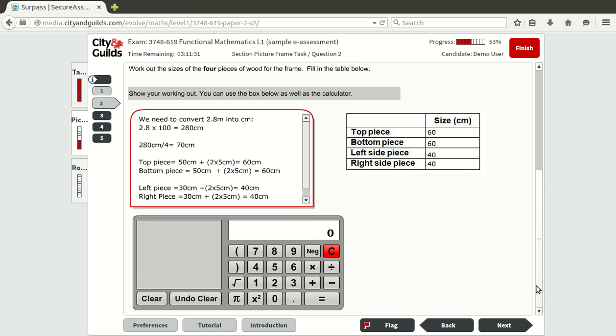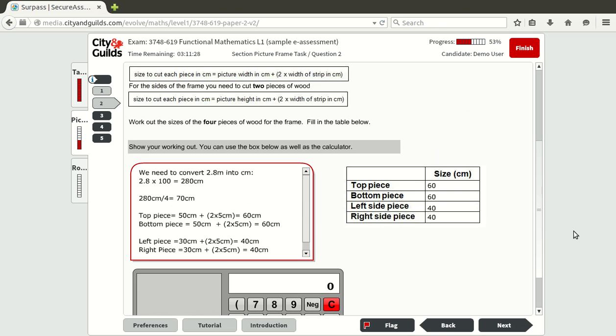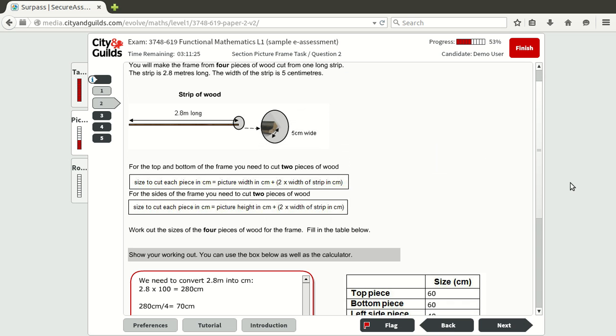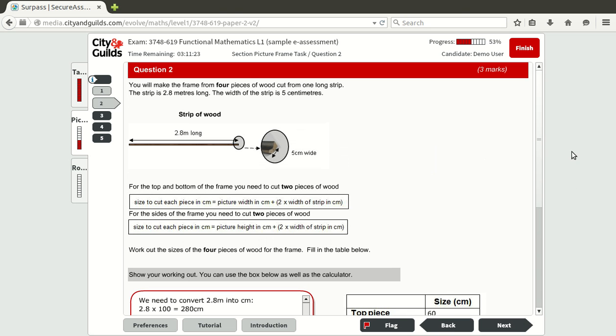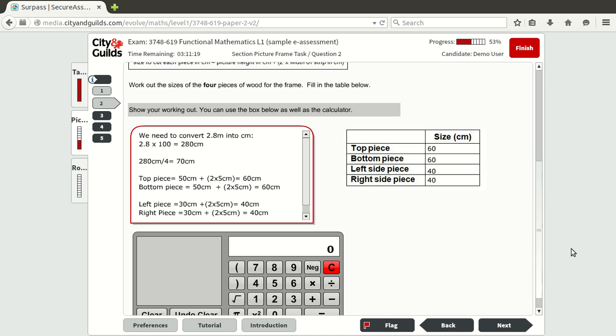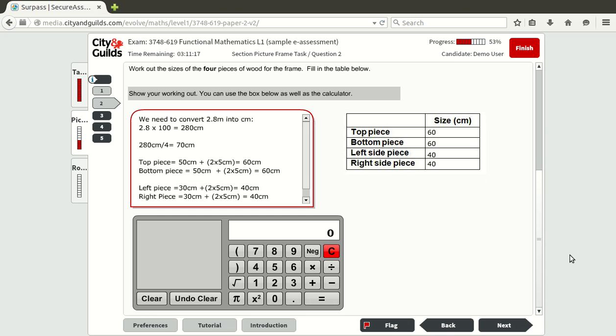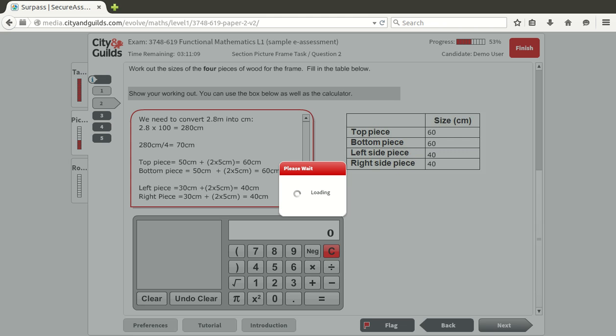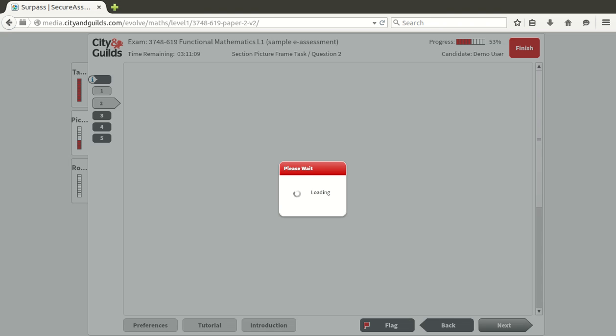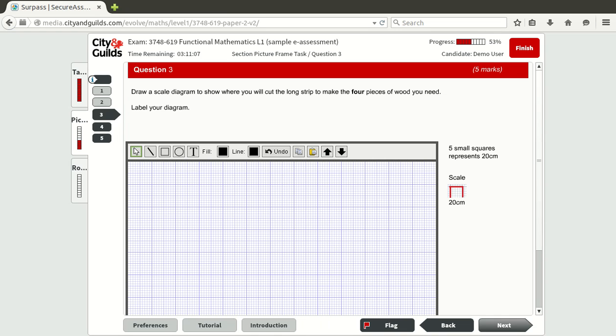So I'm going to go to my next question. I hope at this point you have a good understanding or a rough idea of what I did. Right, so I'm going on to question 3. Now, question 3 wants us to draw a scale diagram to show where you will cut the long strip to make the 4 pieces of wood you need.